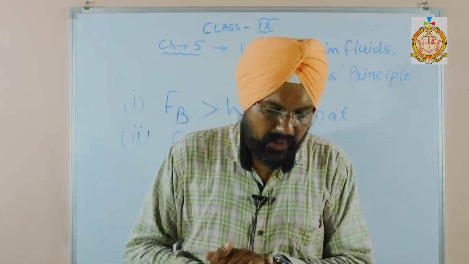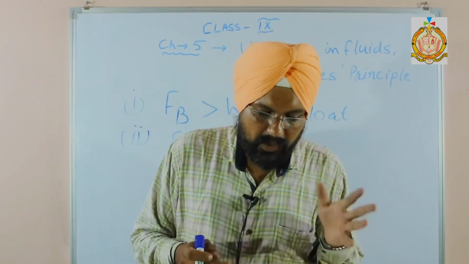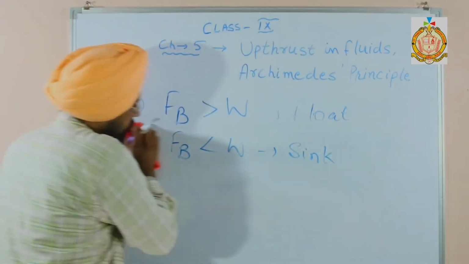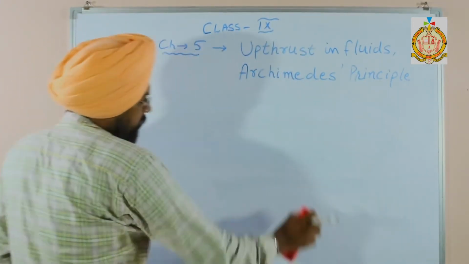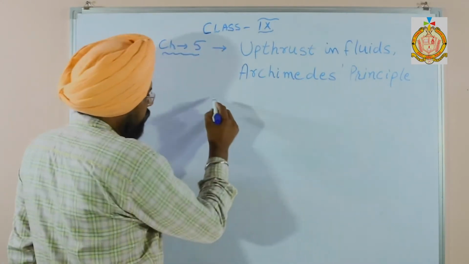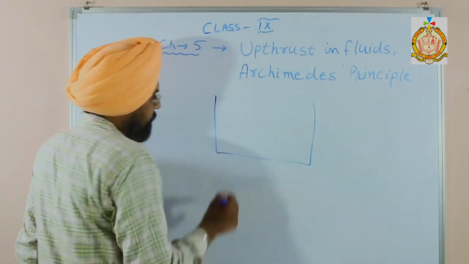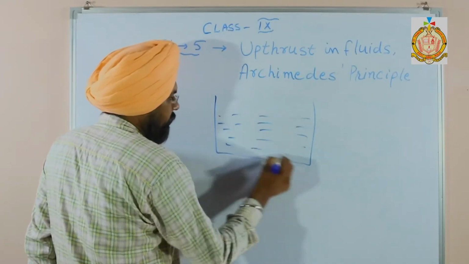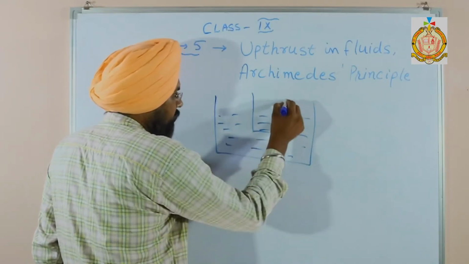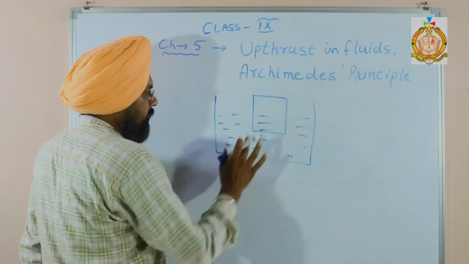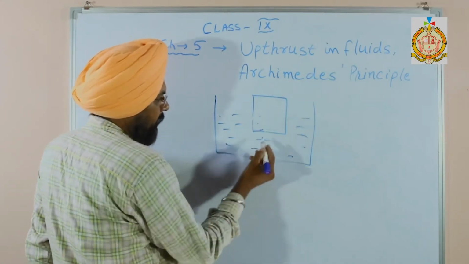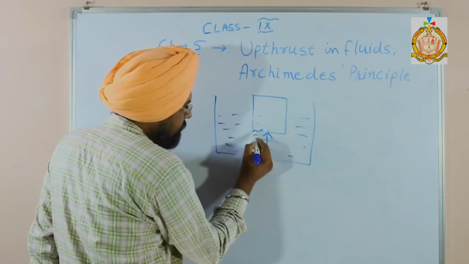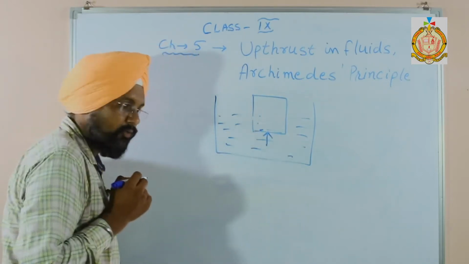The third one is that upthrust acts on a body in an upward direction at the center of buoyancy. Always the upthrust is applied on a body at its center. Suppose this is a tin can, and it is filled with water, and you want to insert it. So where will the upthrust apply? The upthrust will apply at the center of the object. This is the center, so it is called the center of buoyancy.